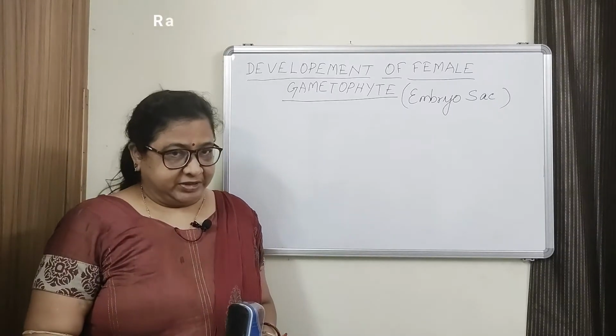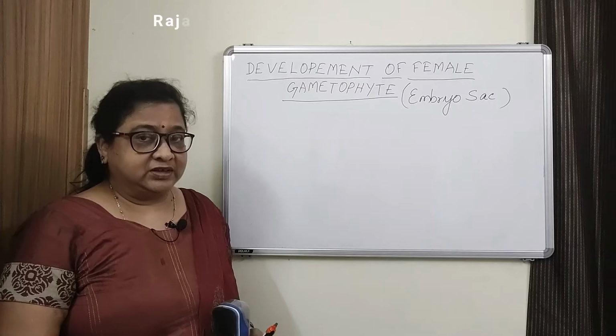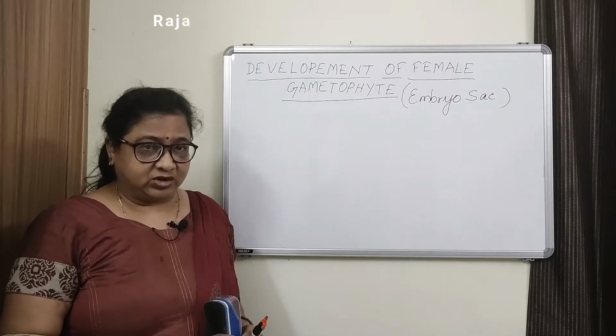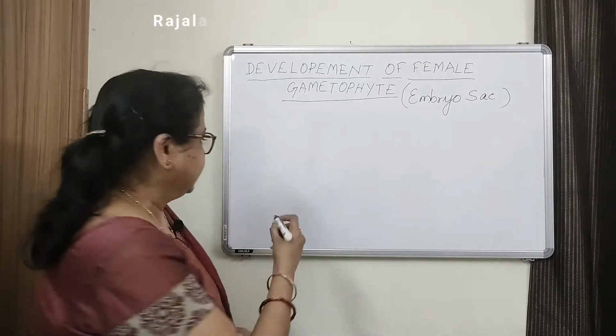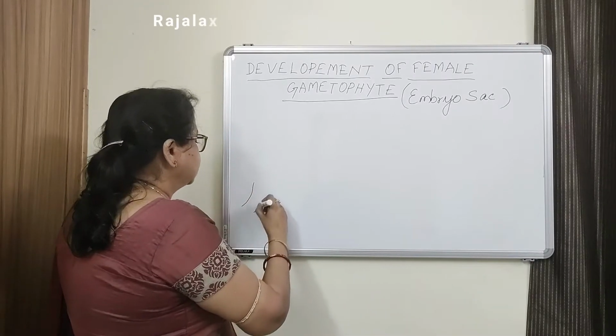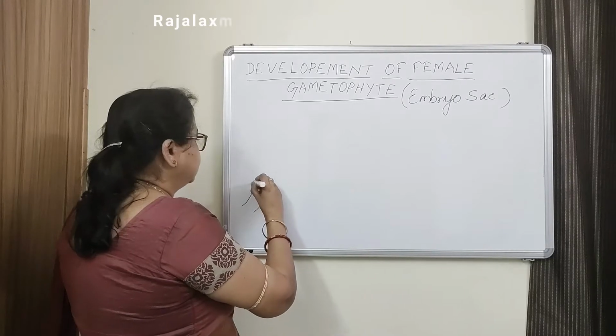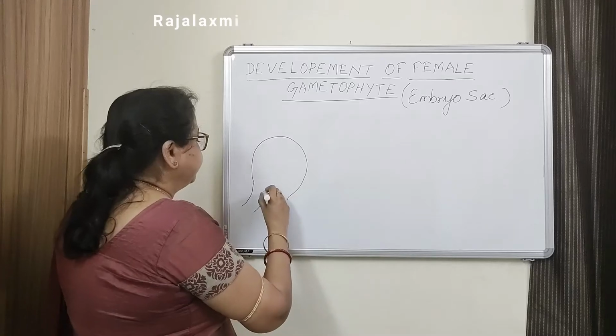So let's start the topic. The topic is development of female gametophyte. The development of female gametophyte occurs inside the ovule. So let's draw the diagram of an ovule. The ovule consists of a short stalk and an oval body.